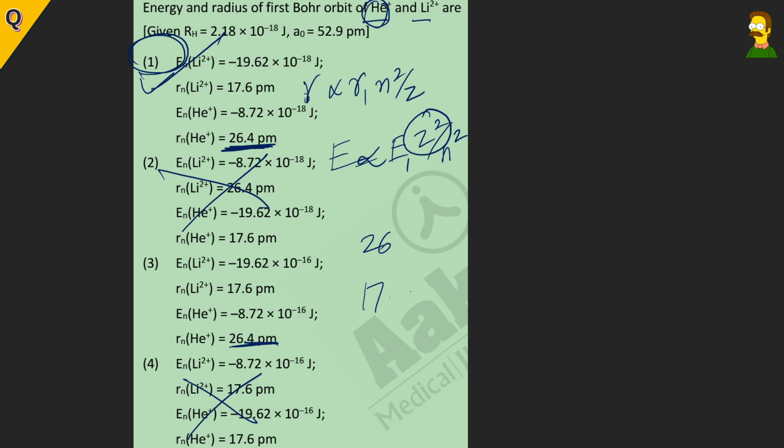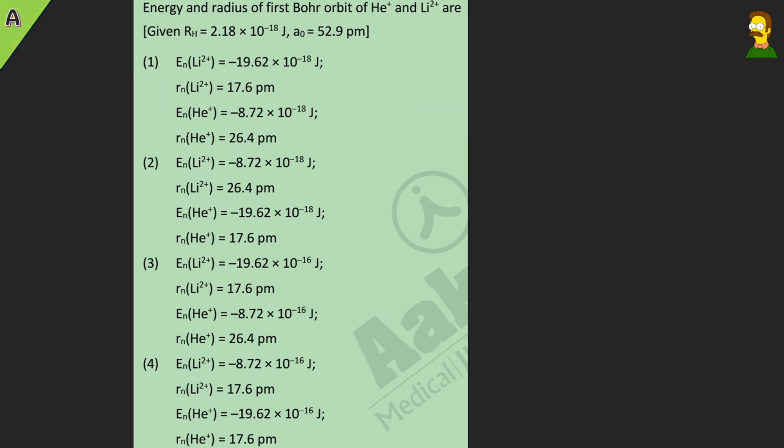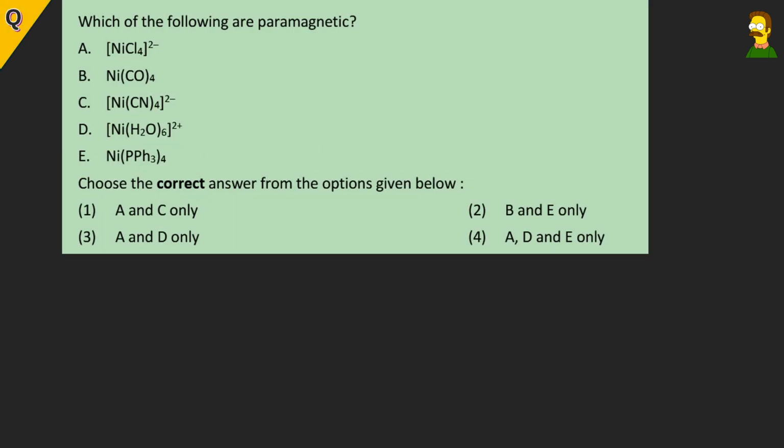But because of the way they formatted this question, it can be a little difficult to follow back and forth. But cool, easy question. Okay, it took a little effort. Let's move on. Which of the following is paramagnetic?